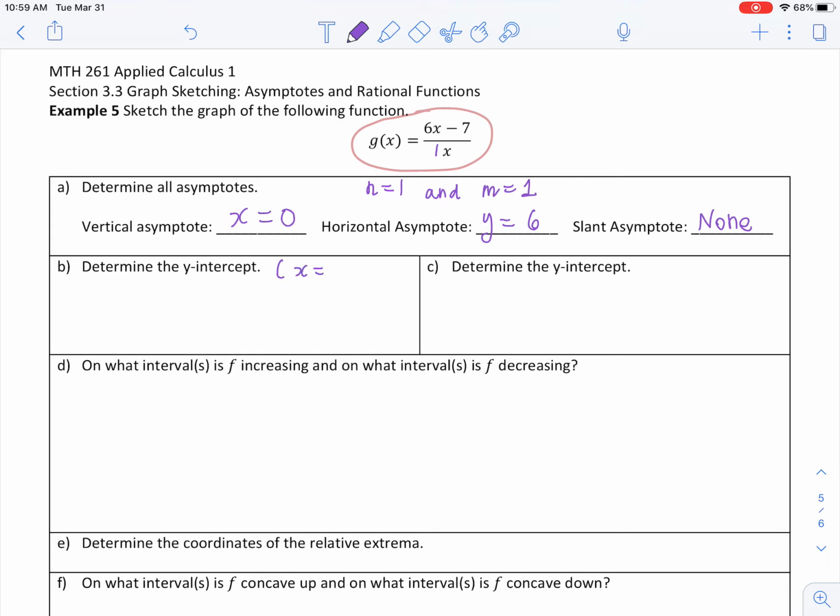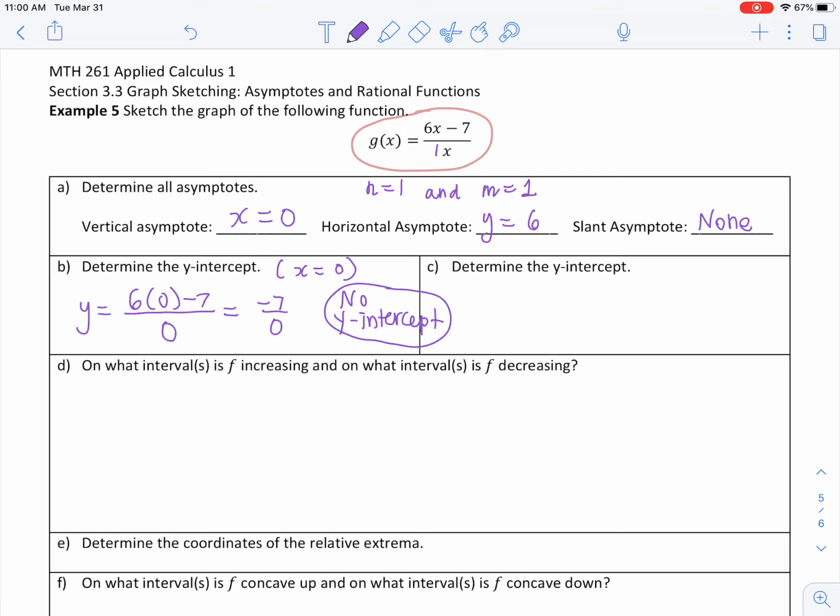Let's find the y-intercept. Plug in x equals 0. So the y-coordinate is going to be 6 times 0 minus 7 over 0. Oh, look, that's going to be negative 7 over 0. This is undefined. So guess what we just found? We have no y-intercept.